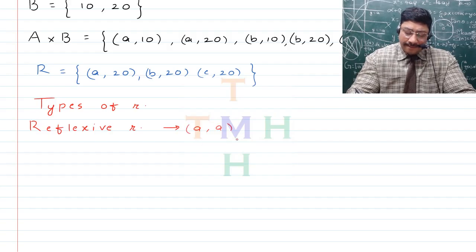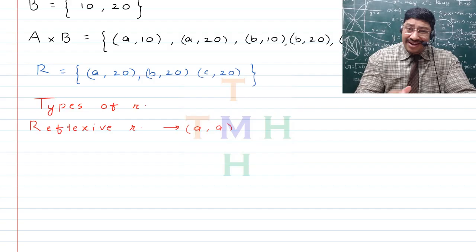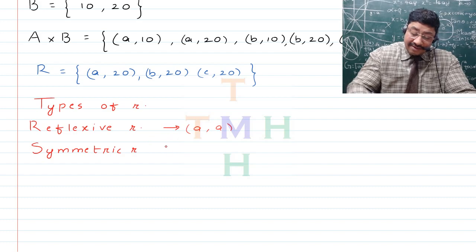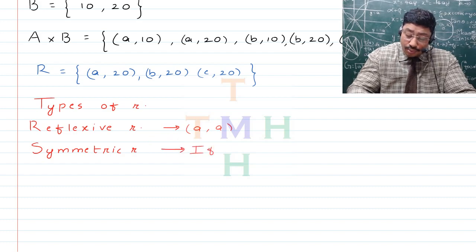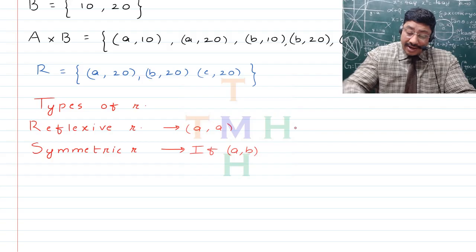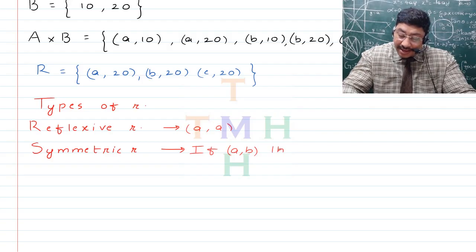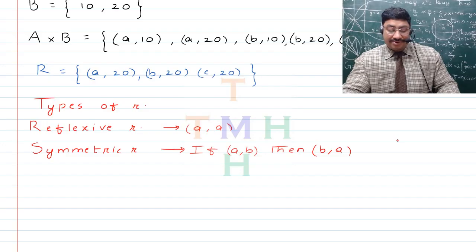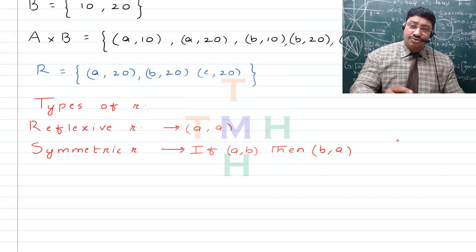Now, if we want another relation to have the characteristic that is symmetric, then it should exhibit this property: if we already have an ordered pair which is a comma b, then we check for b comma a, which is the other ordered pair, and as you can see this is just an inverse relation. That means the second element has become the first element and the first element has become the second element, right? So these are the first two types of relations.